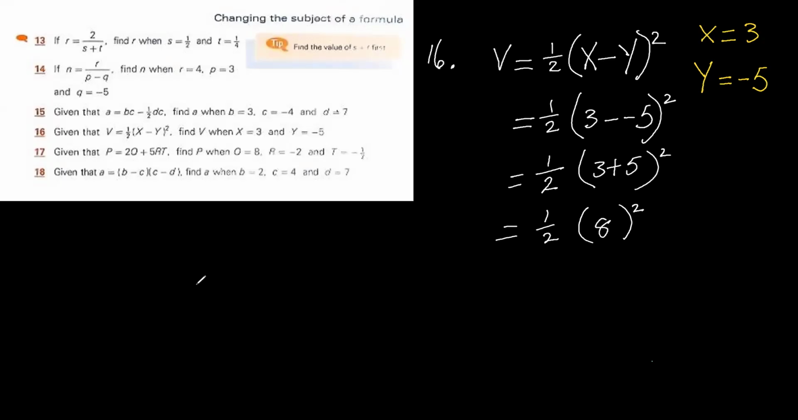Sir, but how you get 2? Sorry? How you get 2? Well, the question had a half multiplied by x minus y. So we change the x to 3, the y to -5. So it will be 3 plus 5, which is 8. 8 squared means multiplying 8 twice.